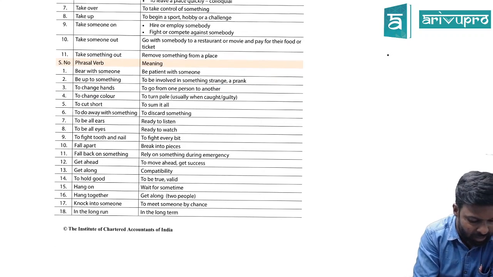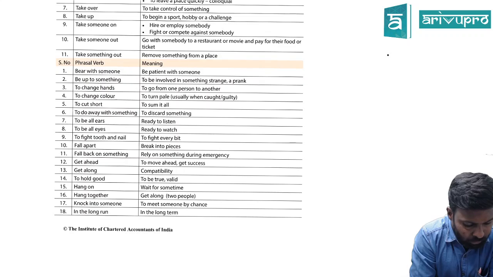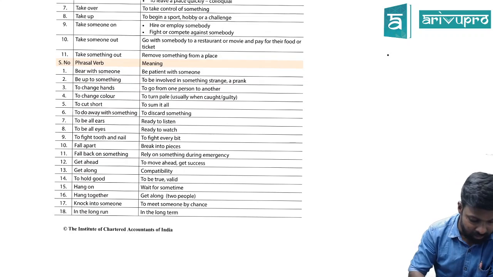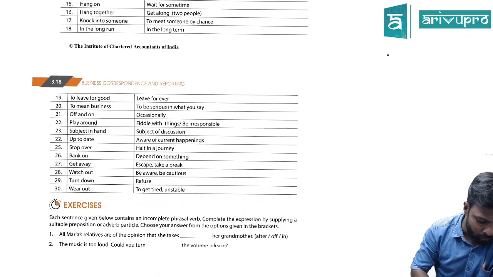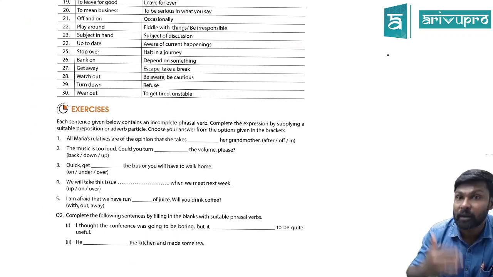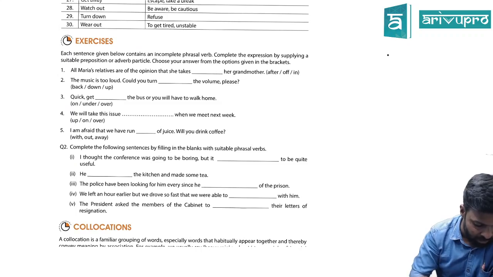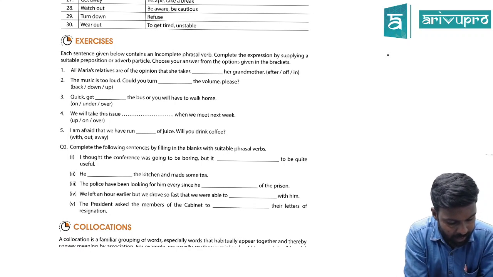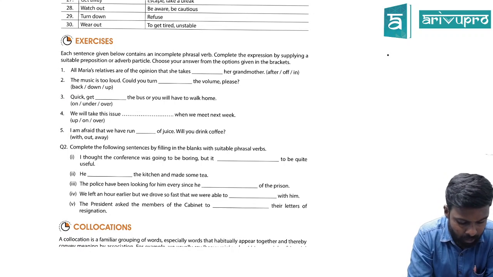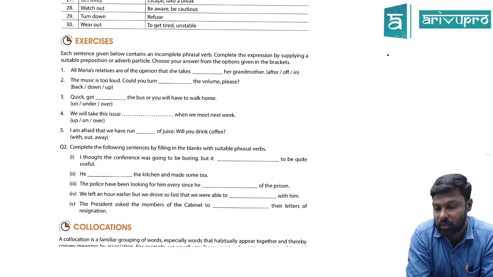The next phrasal verb. Look at it. Bear with someone. Be up to something. To change hands. To change color. Right? Each one has a separate meaning. And I want you to go back home and read it one more time. Let's solve the exercise. Each sentence given below contains an incomplete phrasal verb. Complete the expression by supplying a suitable preposition or adverb particle. Choose your answer from the options given in the brackets.